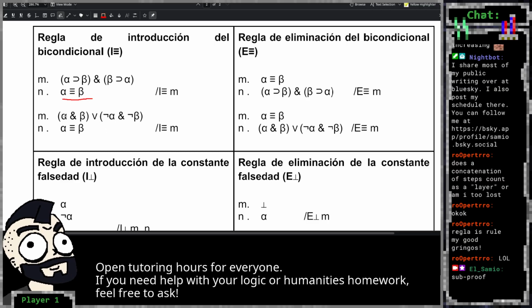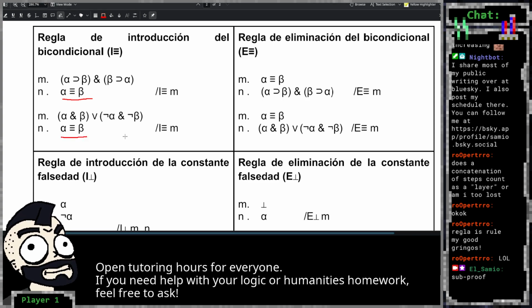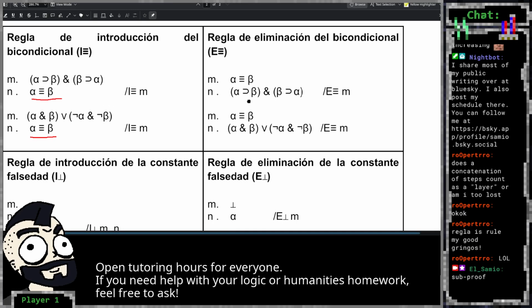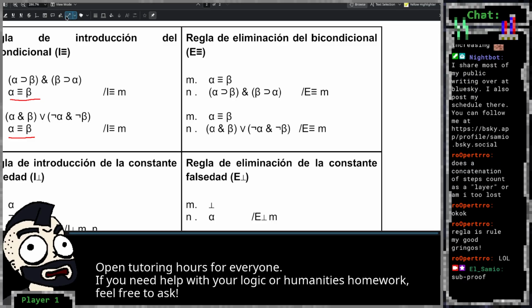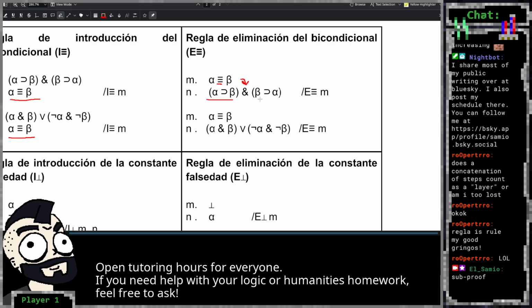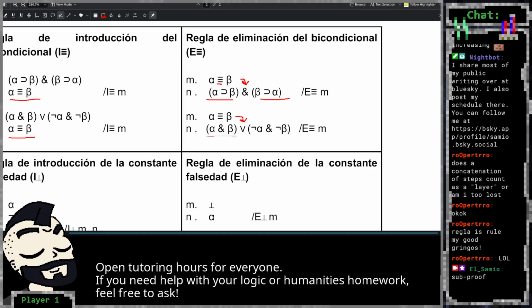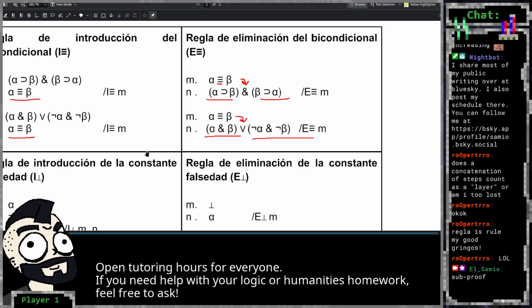If we have that either A and B or not A and not B, that is also equivalent to a biconditional. And the other way around. If we spot a biconditional, then we can break it down into two conditionals or a disjunction of two conjunctions.